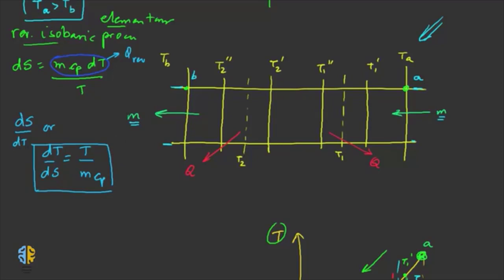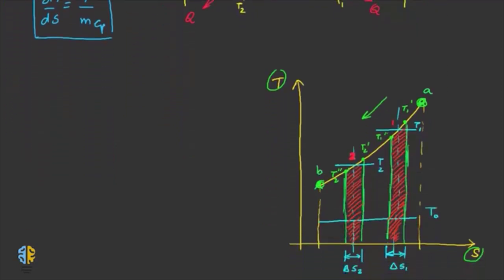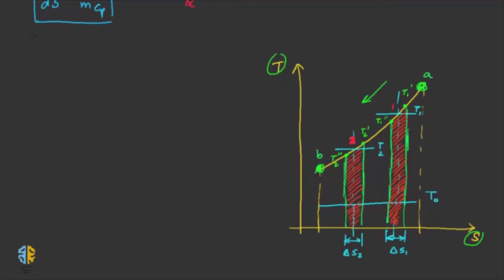Now you may ask why I took dT by dS instead of dS by dT. If you look at the TS plot, dT by dS represents the slope of the TS curve, isn't it? So as the value of temperature increases, the slope increases, and if T decreases, the slope decreases. So let's analyze this a bit.